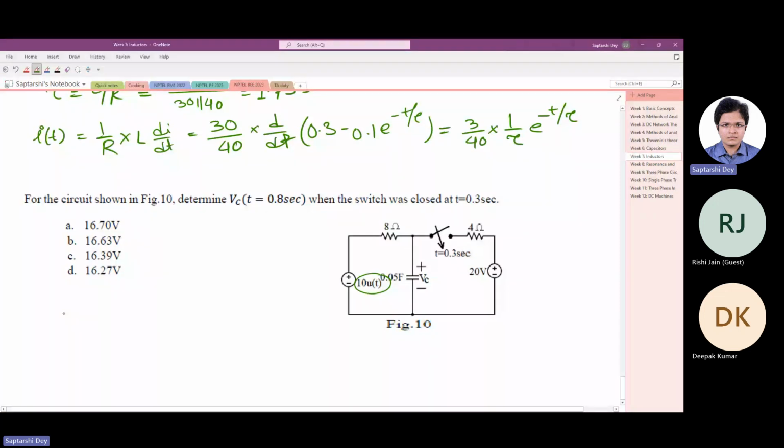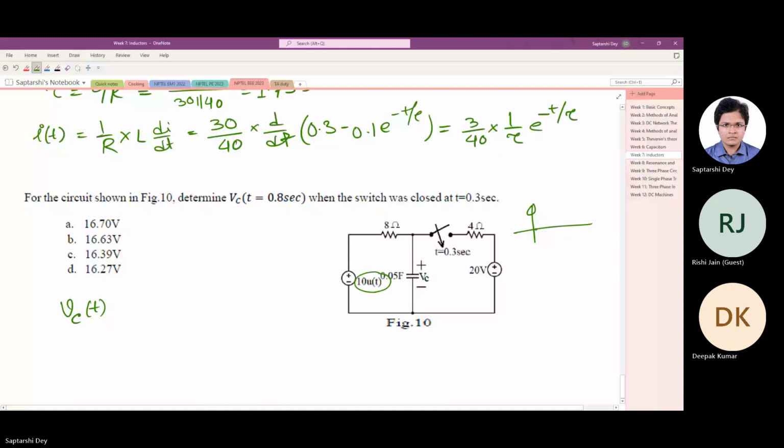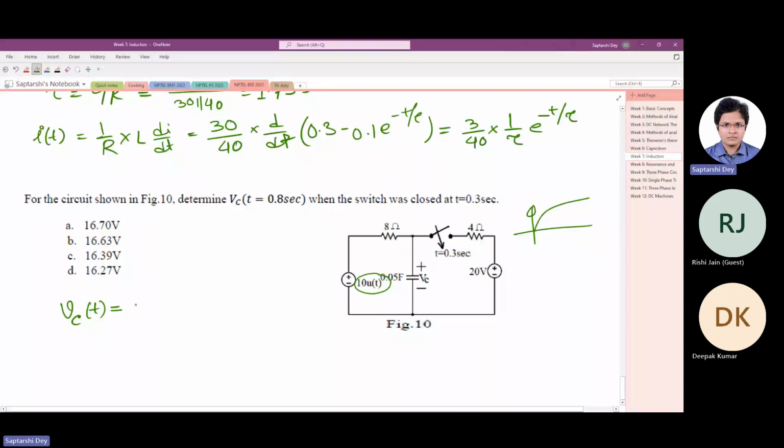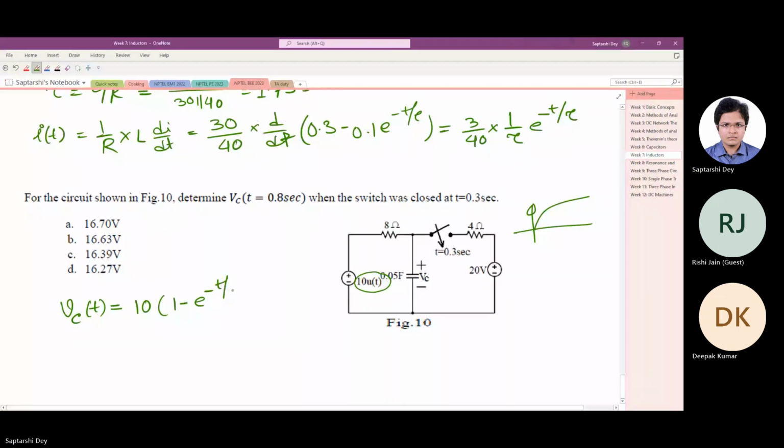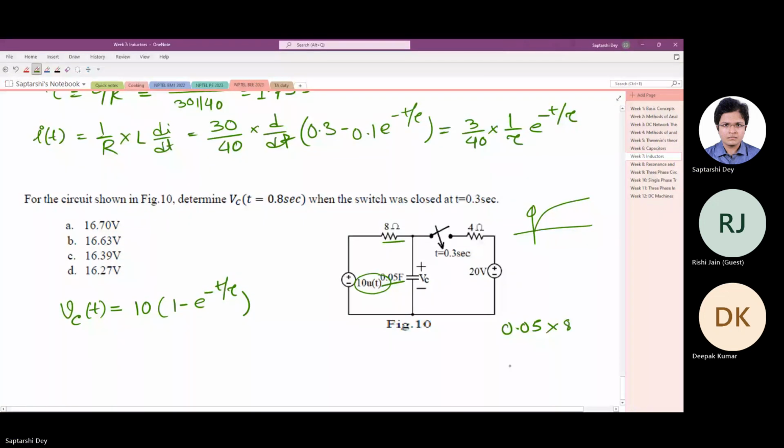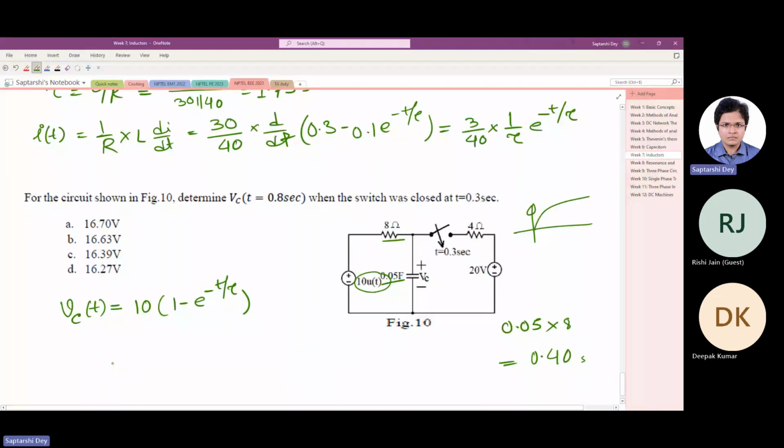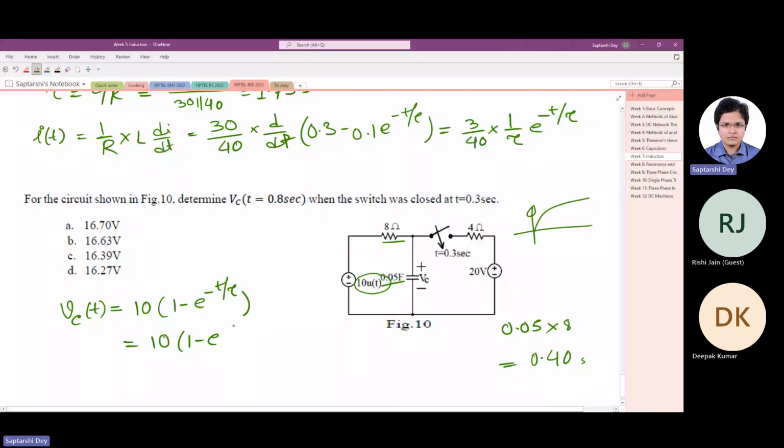Capacitor voltage VC: now it's an RC circuit, so the capacitor voltage looks like this. It should be 1 minus e to the power minus t by tau, and the final voltage will be 10. This tau is for this 8 ohm and 0.05 farad. So tau is 0.05 farad times 8 ohm, so 0.4 second. So VC is 10 times 1 minus e to the power minus t by 0.4.